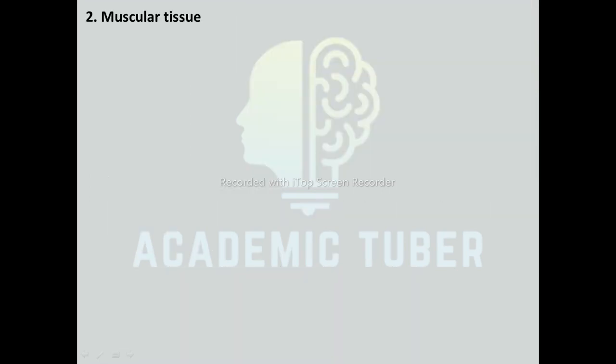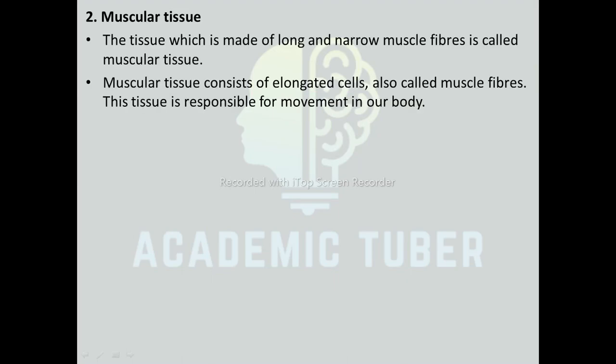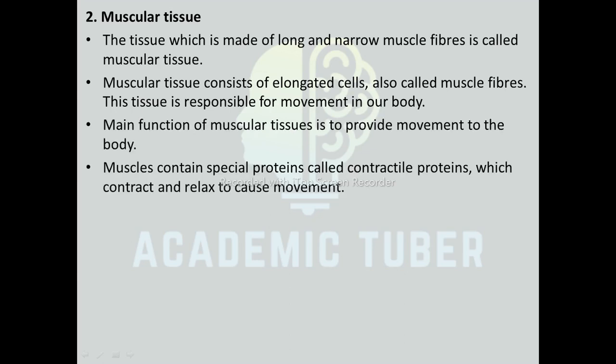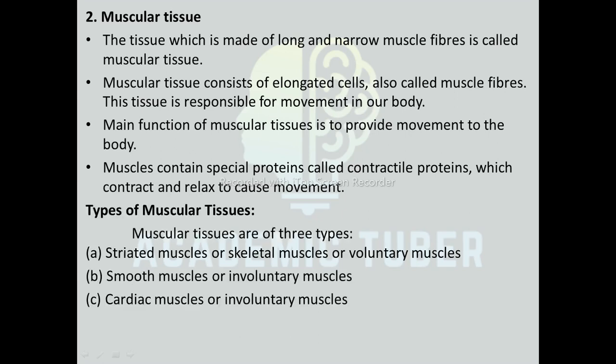Next one is muscular tissue. The tissue which is made of long and narrow muscle fibers is called muscular tissue. Muscular tissue consists of elongated cells, also called muscle fibers. This tissue is responsible for movement in our body. The main function of muscular tissue is to provide movement to the body. Muscles contain special proteins called contractile proteins which contract and relax to cause movement.